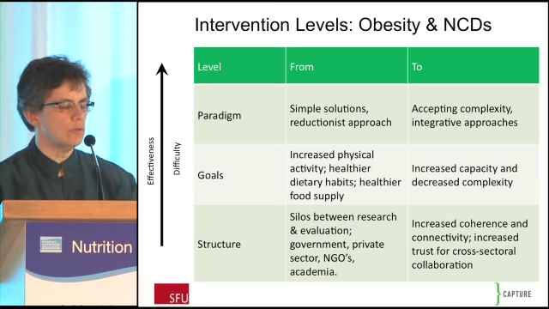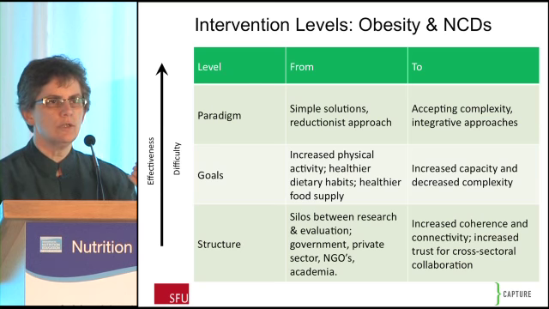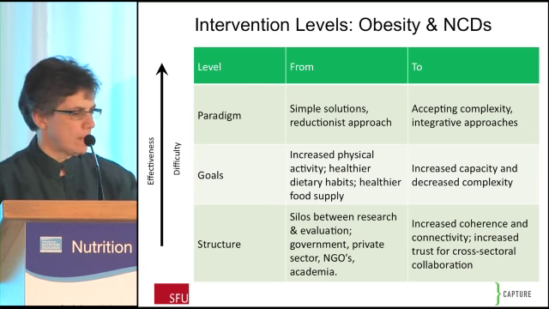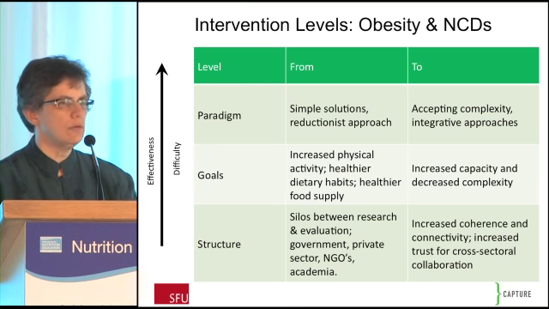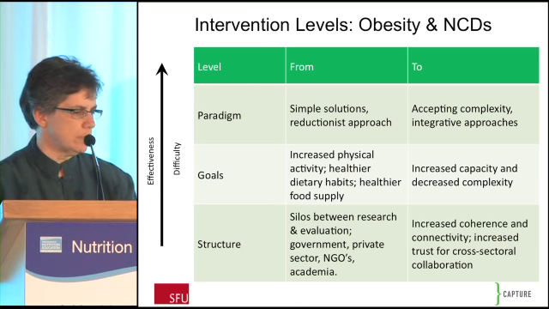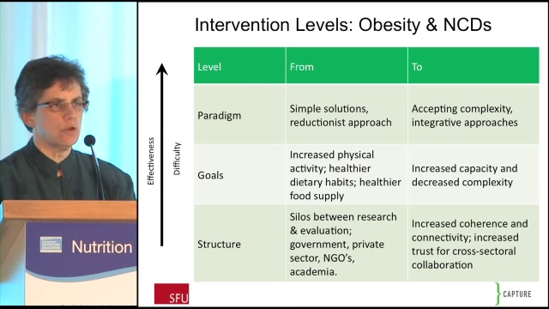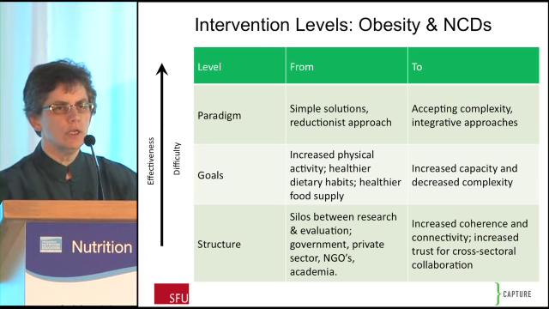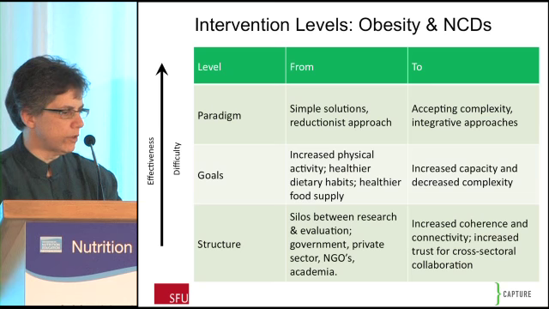That's an important litmus test, I think, for anything we do. Does it increase people's capacity or decrease the complexity of their task? In terms of structure, we need a bit more coherence and connectivity. We need greater trust across sectors so that we can work together, because there are so many different elements to this problem. We need to be able to collaborate across that.